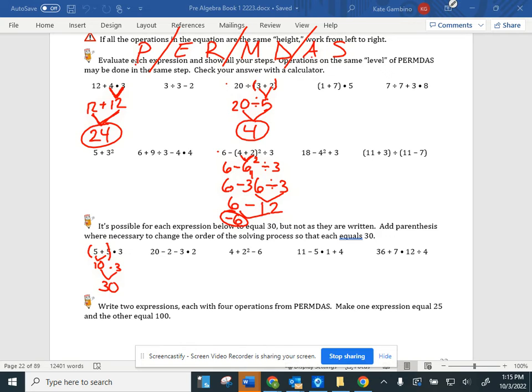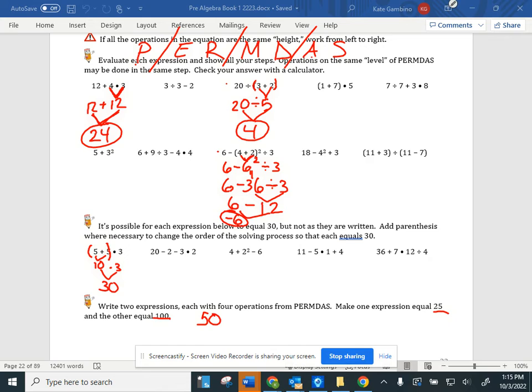So we will go over those answers tomorrow. James? So you have to go through each section. You have to do each letter. You're going to do 2 expressions using 4 operations. You can repeat some of the operations, but let's say I don't want to do one of the ones that you have to do with the 25 or 100. Let's say we wanted it to equal 50. Who could come up with a set of 4 operations that would equal 50?